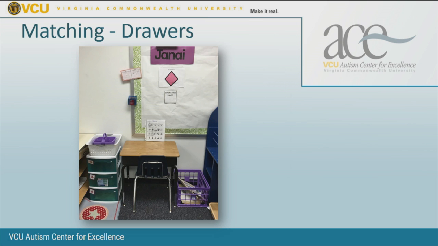This is another example of a matching system using drawers, but the drawers are larger. You may use bigger drawers for students that don't have the great fine motor skills or for students who are using hands-on materials to complete an activity.